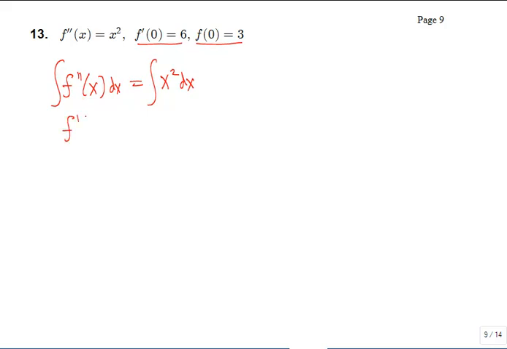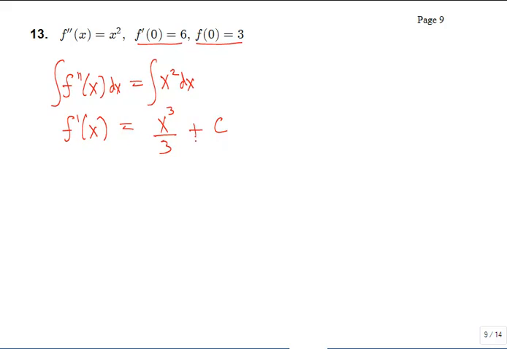Well, that would be f prime, since the derivative of f prime is f double prime. Okay, so that left side is just f prime of x. Now the integral of x squared, or the antiderivative of x squared, just becomes x cubed over 3. You add 1 to the power and you divide by the new power, plus a c. So here's where we get that first plus c.